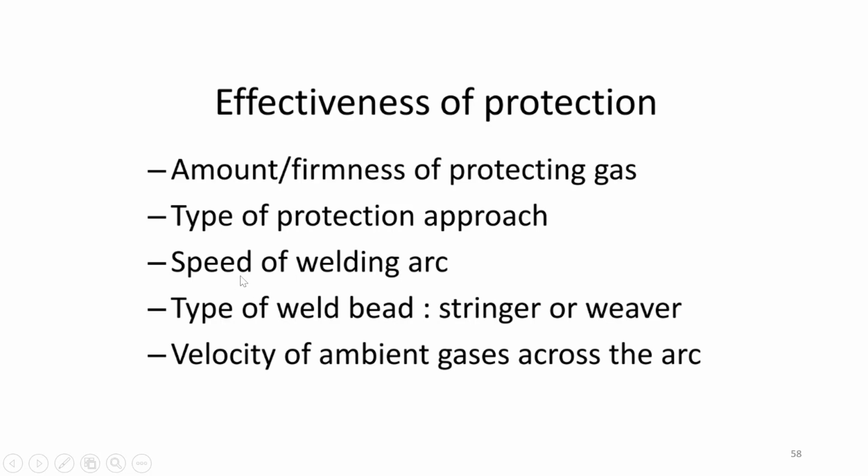Next is the speed of the welding arc. Speed will also determine effectiveness. Then the type of weld bead, stringer or weaver. And the velocity of ambient gases across the arc. If you have oxygen and nitrogen present in the atmosphere, then what is the velocity? This will also decide the effectiveness of protection.